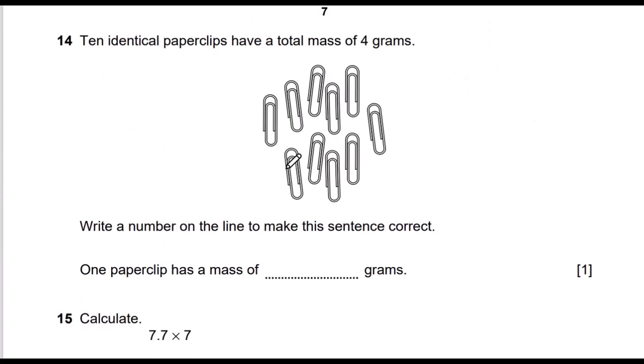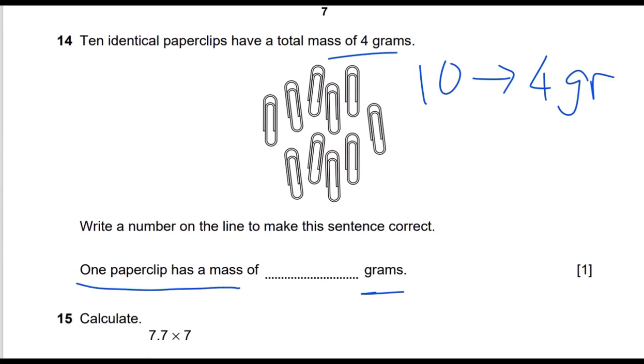10 identical paper clips have a total mass of 4 grams. So 10 is 4 grams. Write a number on the line to make this sentence correct. 1 paper clip has a mass of how many grams? So guys, if you need to pause this video and find your answer, you may do so. Use these resources as a way of practice to prepare for the exam.